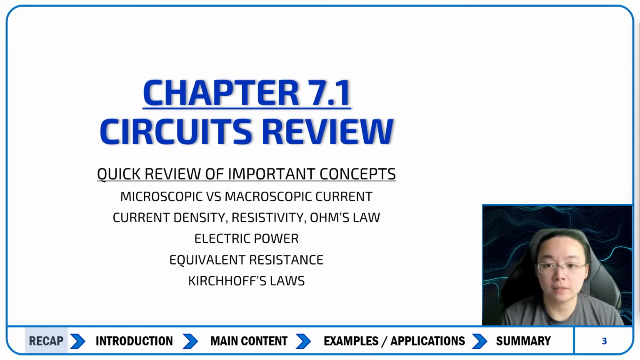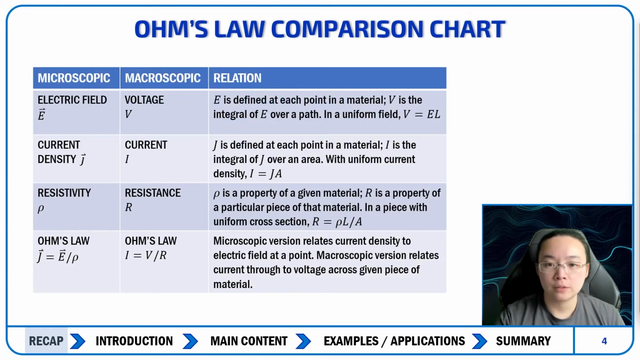Okay, so Chapter 7.1, Circuits Review. There were various different topics taught within that chapter, including the microscopic versus macroscopic views of current and Ohm's law, taking a look at current density, resistivity, and conductivity. Afterwards, electric power, resistance, and Kirchhoff's laws for circuits. So in brief, we took a look at the microscopic and macroscopic views of electric field versus voltage.